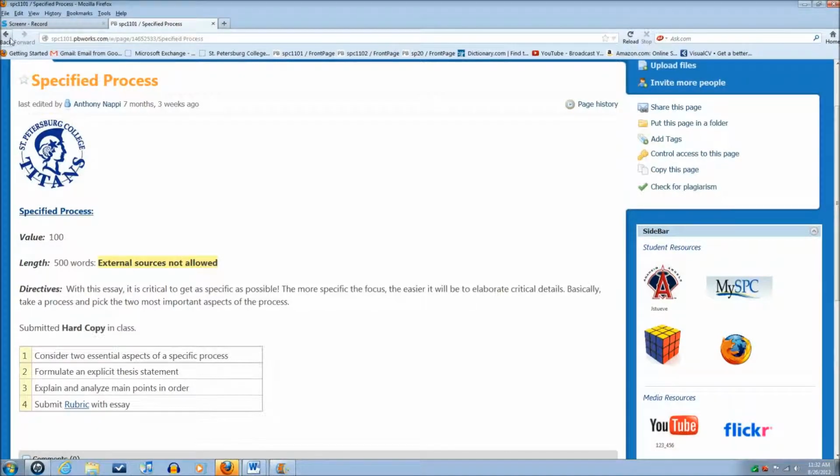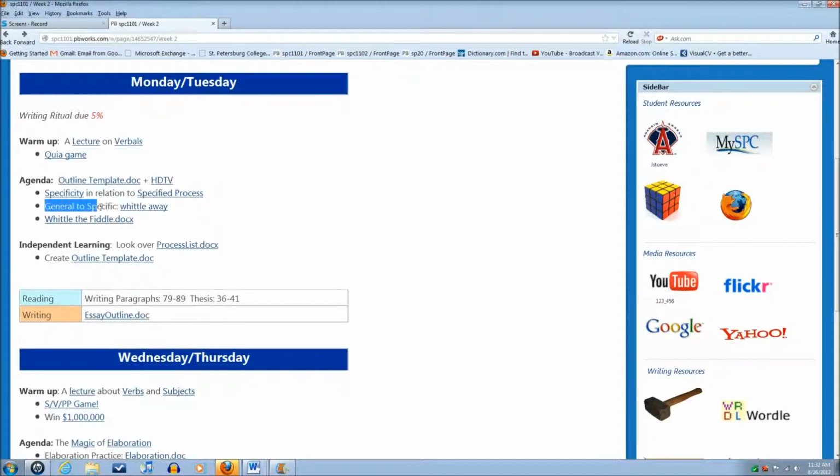However, we're going to start looking at it. We're going to then practice general to specific. The video here for Whittle Away is actually a gentleman who is carving a block of wood. He starts with something very general, a block of wood, and he makes something out of it. He makes something specific out of it. It becomes a little bird.